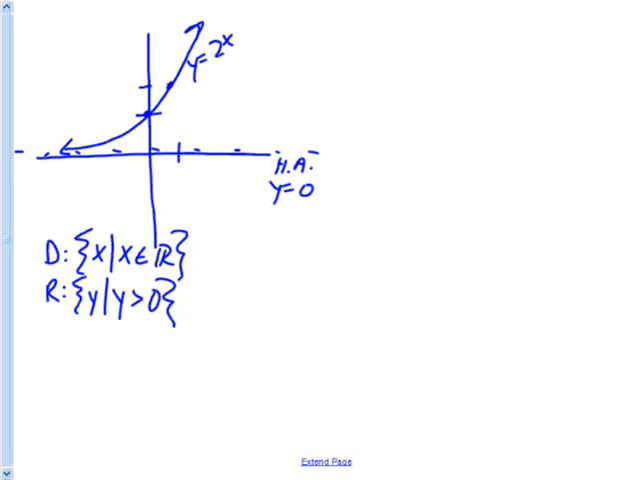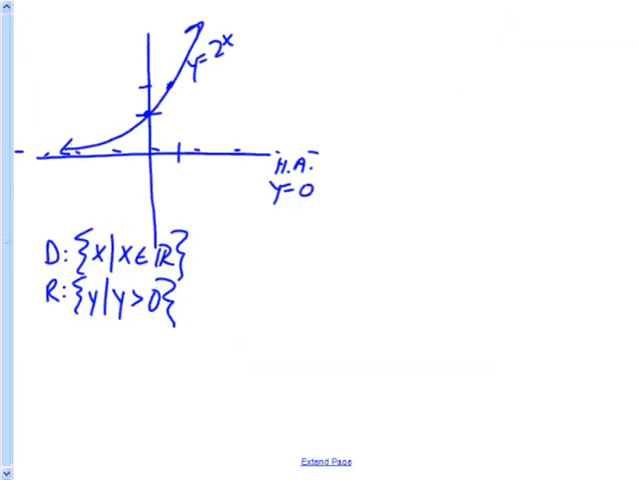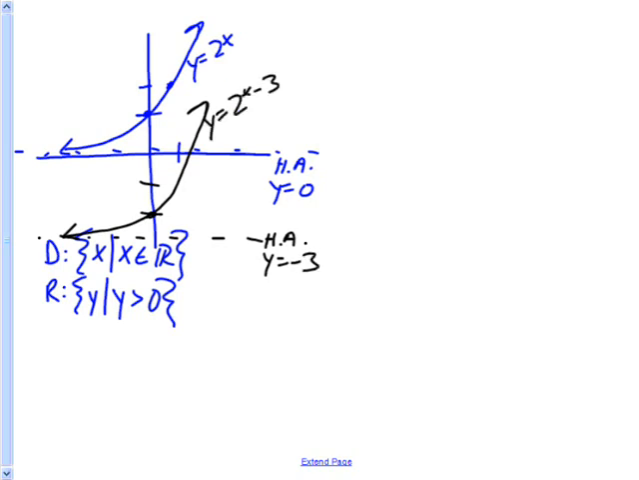Okay. Now when we shifted that, I think one of those shifts, didn't we bump it? I can't remember which way we bumped that. Down 3. Okay. So we did that one where we went down 3. And then we had the new horizontal asymptote, y equals negative 3. And this was 2 to the x minus 3. So let's talk about the domain on this one. 2 to the x and then minus 3.